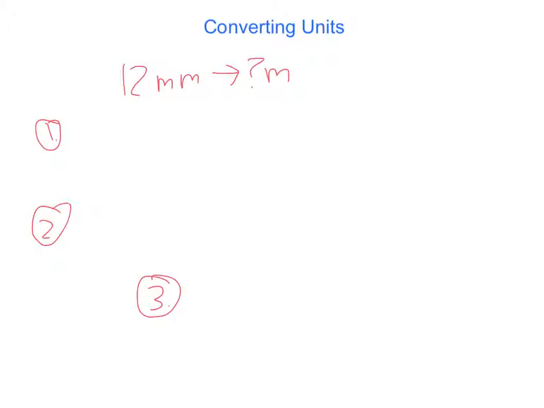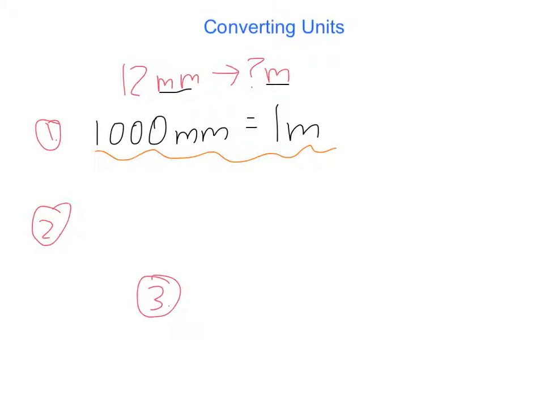So step 1 in my process is declaring what is my conversion factor. In other words, how can I relate the units of millimeters to the unit of meters? Another way to think of this is to ask the question, how many millimeters make 1 meter? And the answer is 1,000 millimeters is the same or equal to 1 meter. That right there is what we call the conversion factor, the relationship between the units I currently have and the units I'm trying to get my data into.